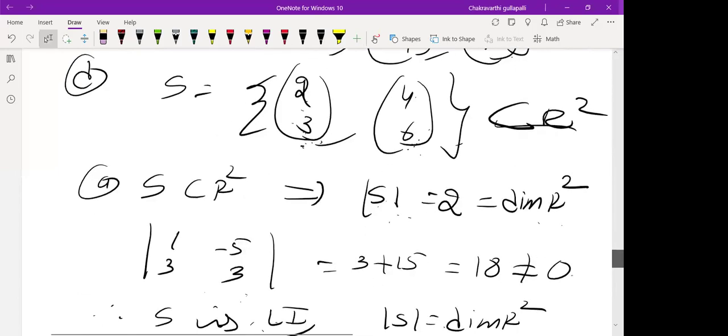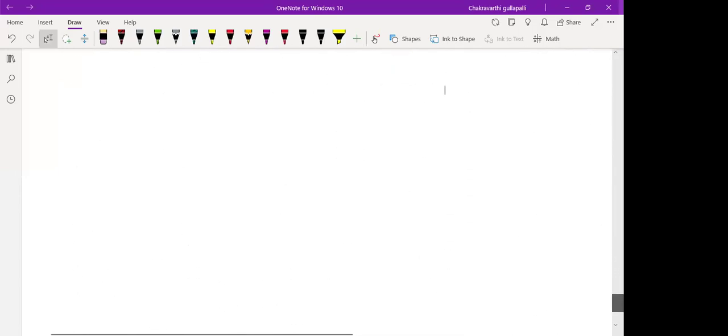Solve the 4 questions. Okay, so this is what advantage. On the other day, someone said that if it contains more number of vectors than the dimension, then automatically it is a basis. I did not use the second property.